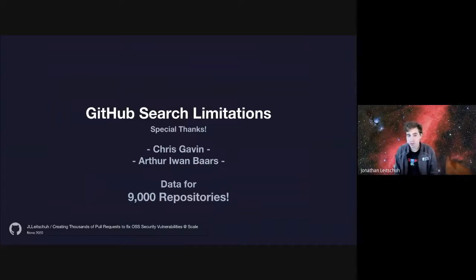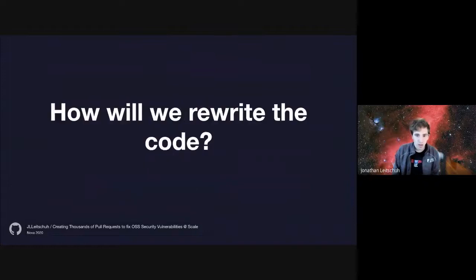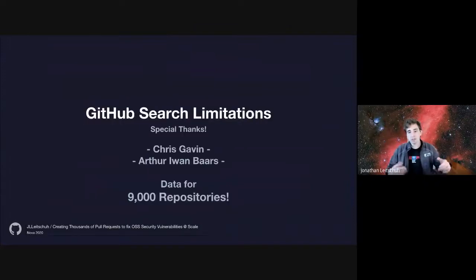So special thanks to Chris Gavin and Arthur Bars. I actually just talked to GitHub and I said, hey, I have this limitation. Can you get me a bigger list? Apparently there's some hard-coded limit of 1,000 results, and they actually changed the code of GitHub and were able to run a query and gave me this data. And so that gave me a list of 9,000 repositories. I imported these 9,000 repositories into lgtm.com to then run my query against and find all the vulnerable instances.